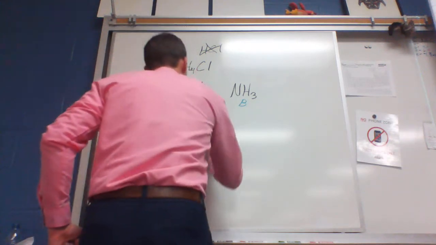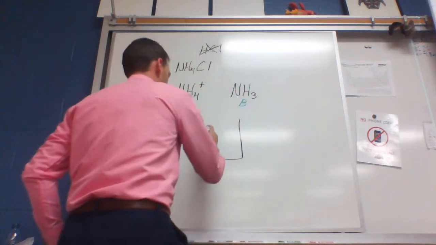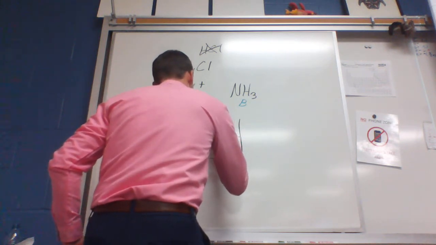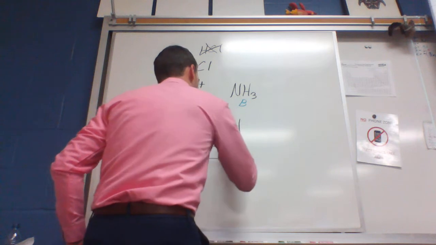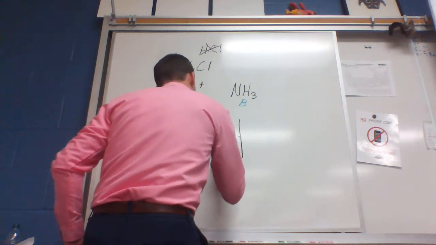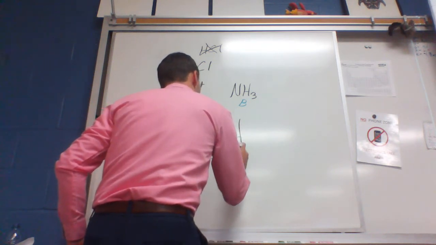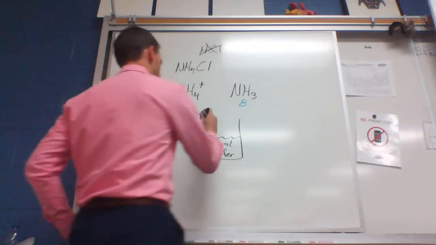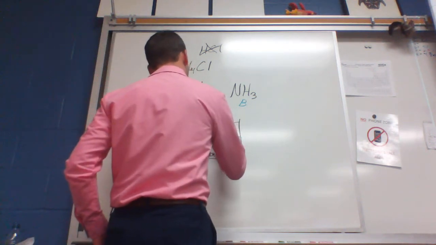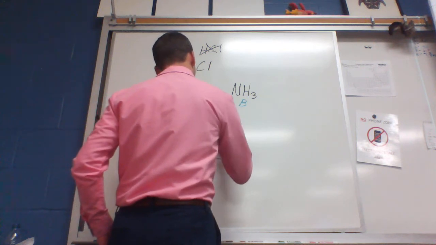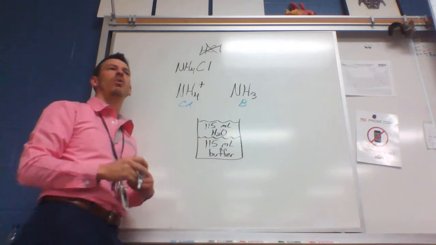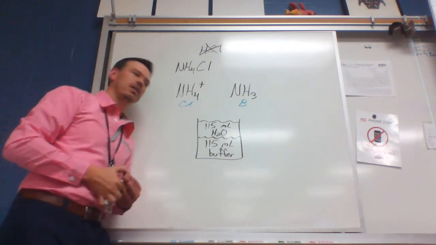So let's make up a volume. Somebody tell me how much buffer they want. 115. All right, 115 mils of the buffer. It says that we're going to add an equal amount of water. So how much water should we add? 115 mils of water. It wants to know what will happen to the pH.